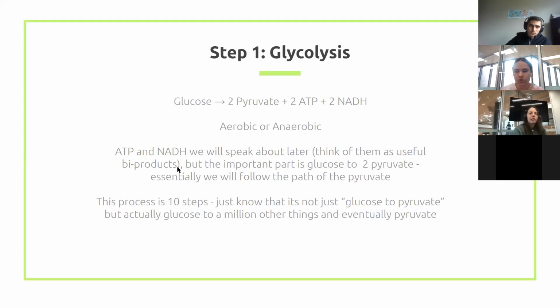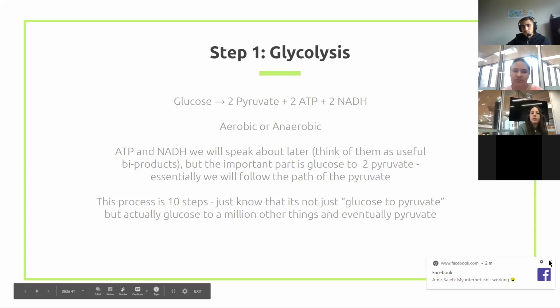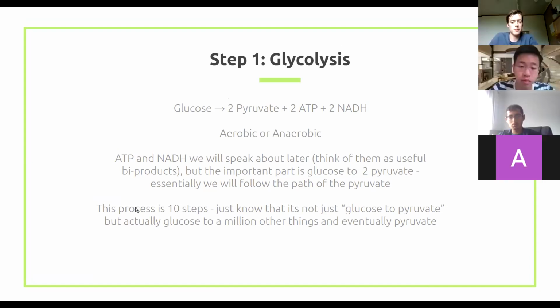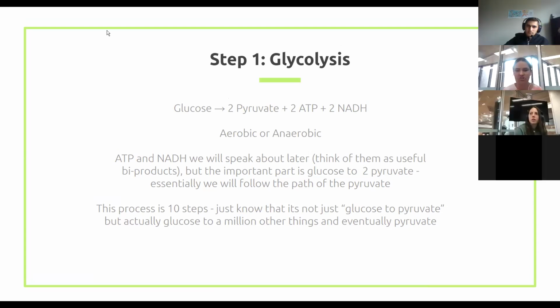Slide. So the first step when you've got your glucose is glycolysis, which all you really need to know is 1 glucose becomes 2 pyruvate, and we'll also need to memorize 2 ATP and 2 NADH. This can happen in aerobic or anaerobic conditions, so with or without oxygen. What happens with the ATP and NADH comes later, but they're just useful byproducts at this stage.